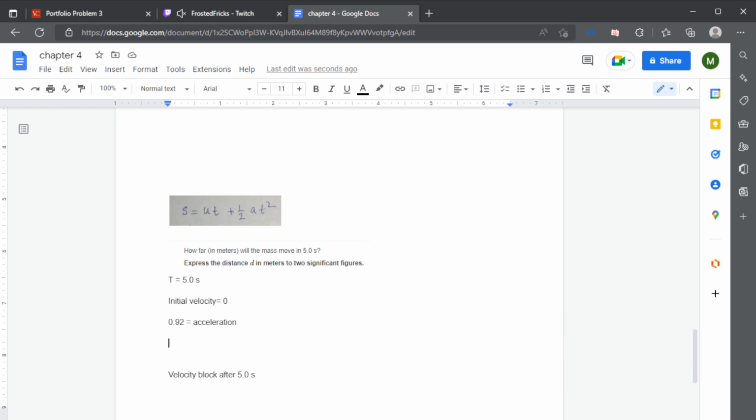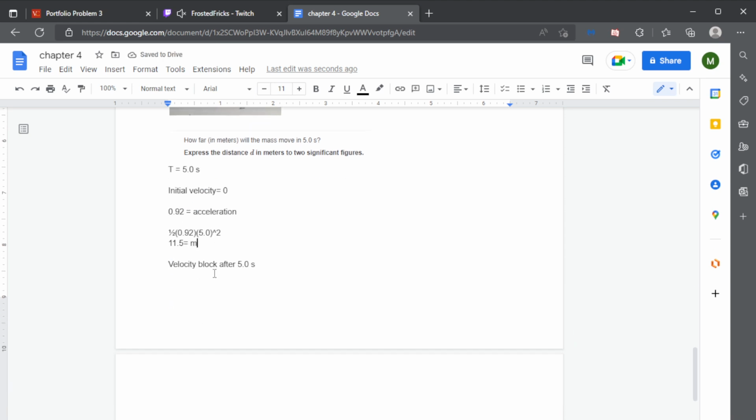One half times 0.92 times 5 seconds squared. This will equal 11.5 meters. 11.5 meters.